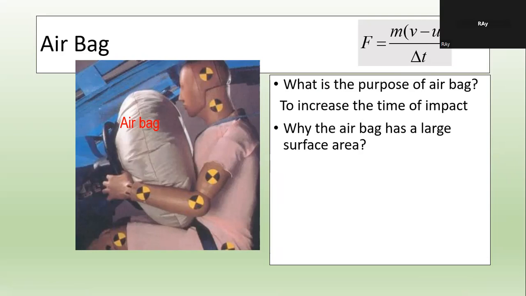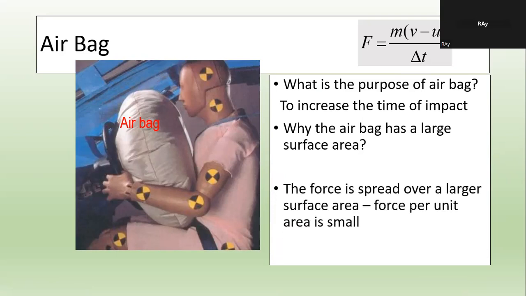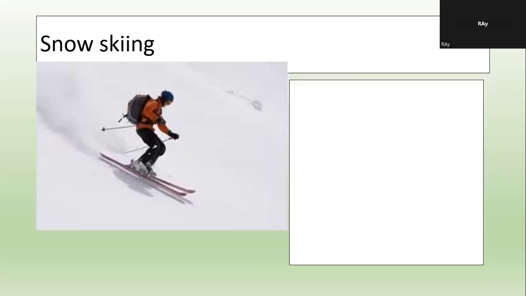Why does the airbag have a large surface area? Any idea? To spread out the impact. The force is spread out over a larger area, so the force per unit area is smaller. So the force on our chest will be smaller also.